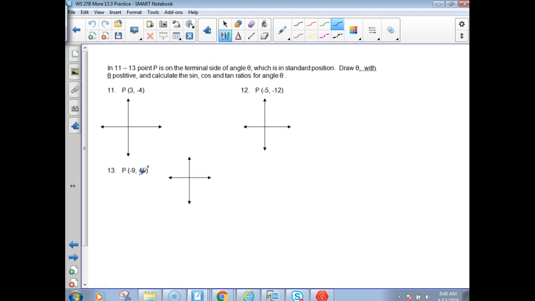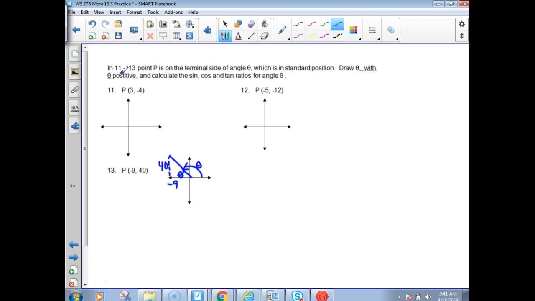Look at number 13 on 27B. If you have the point -9, 40, it's terminating in quadrant 2. -9 would be this piece, and the vertical piece would be the 40. Then you need to find the hypotenuse. It says point P is on the terminal side of angle theta, which is in standard position, which means this was theta. However, this is your reference angle.